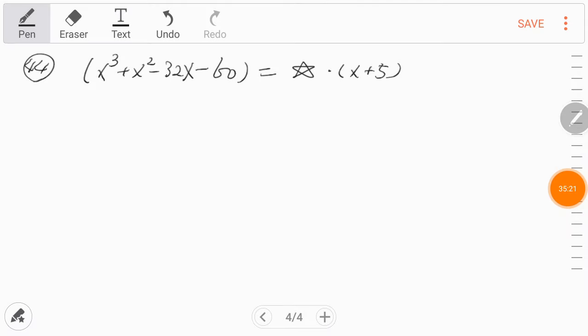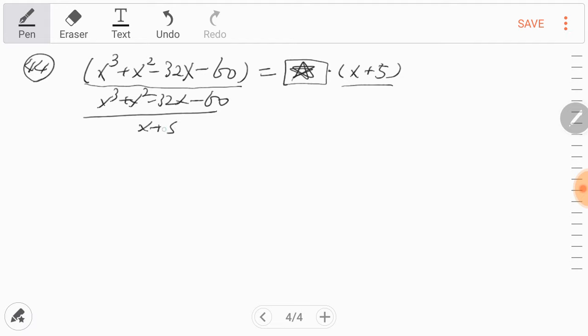This exercise 44, the question is similar to example 8. The polynomial has a factor x plus 5. Then find the other factors. This is the same as the previous one. So in order to find this star expression, we have to divide each side by x plus 5. Once we divide each side by x plus 5, then the result is the star.